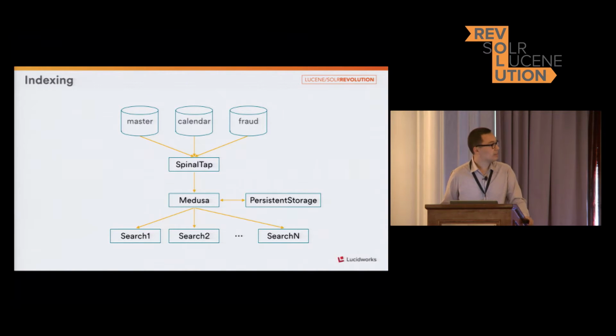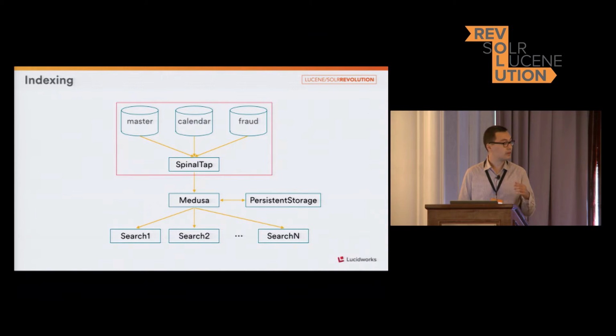So our indexing architecture diagram looks like this, and we're actually going to focus on the upper part first. There are a number of MySQL databases that store the ground truth information about Airbnb listings. And Spinal Tap is our service that knows what kind of data services like search care about and how to detect changes that happen to it.